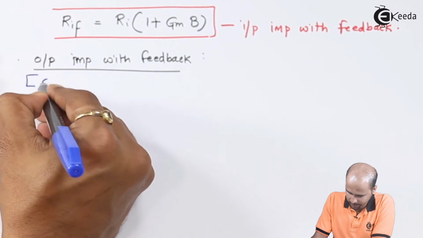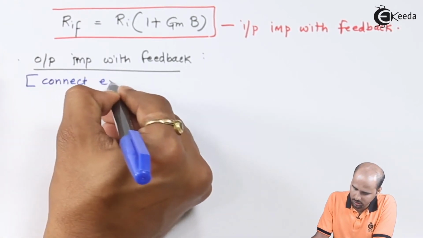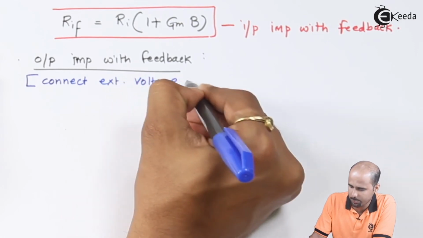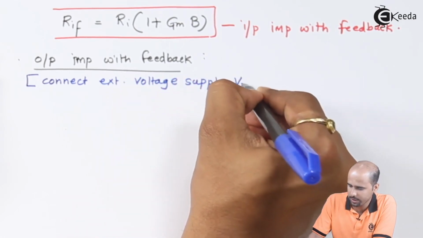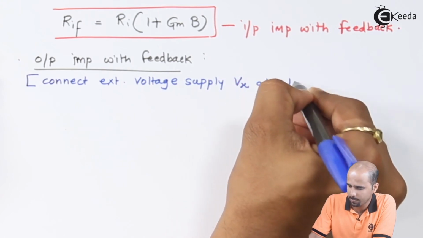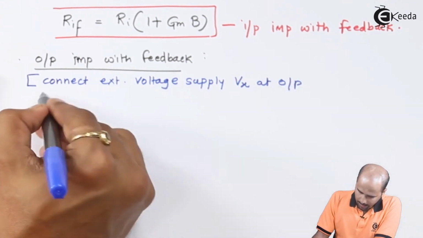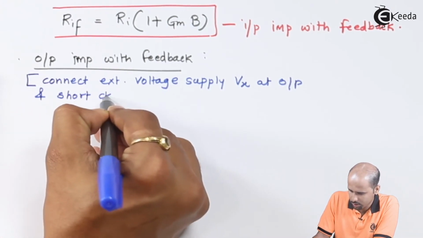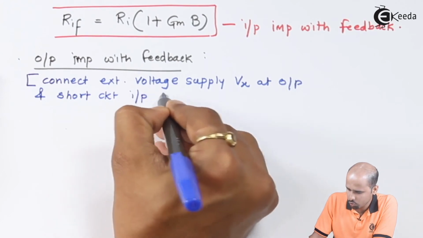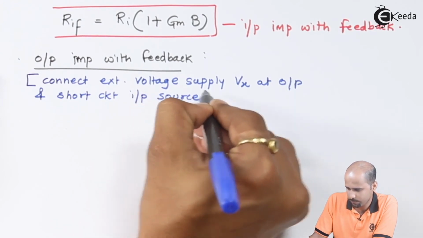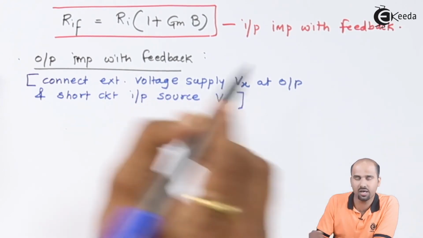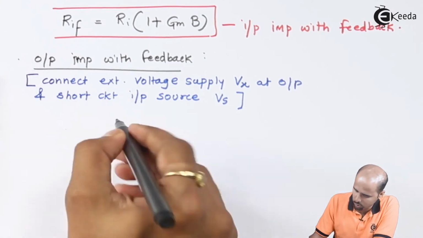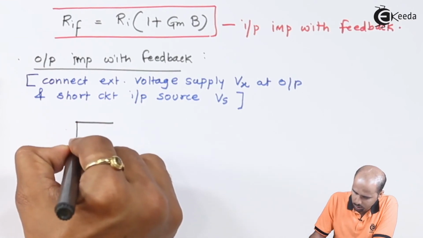So we'll say connect external voltage supply Vx at the output, and short circuit the input source Vs. Basically we are replacing this Vs by its internal resistance. So your circuit will look like this. This will be your short circuited.